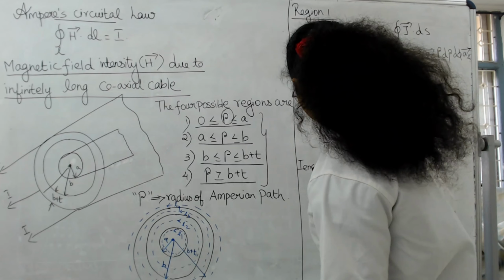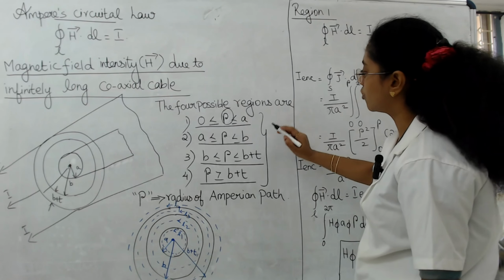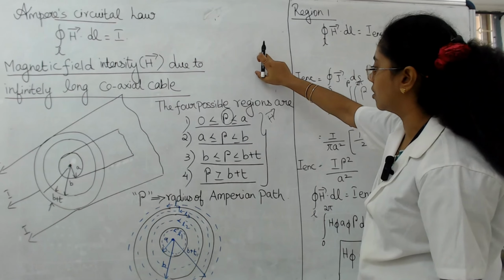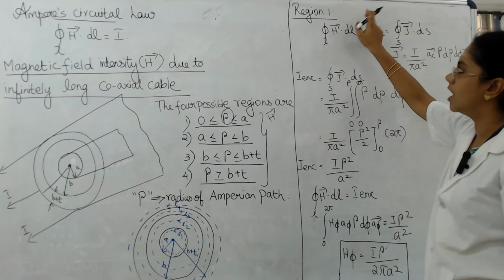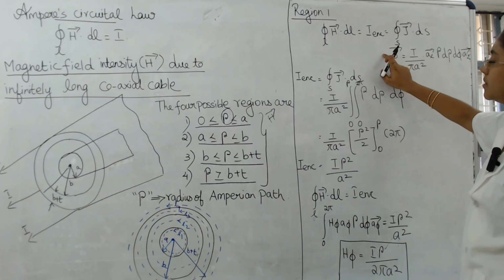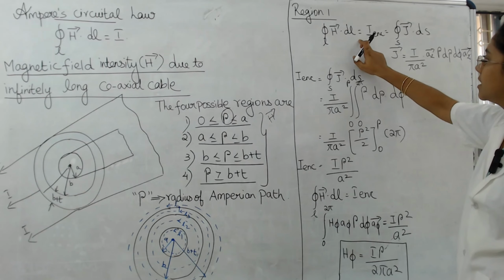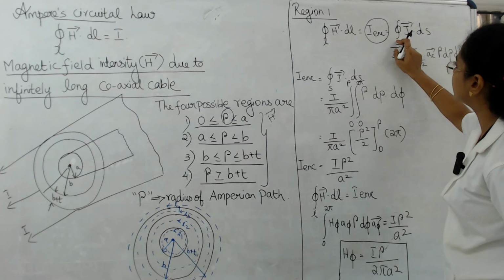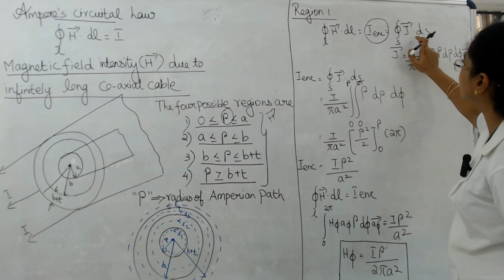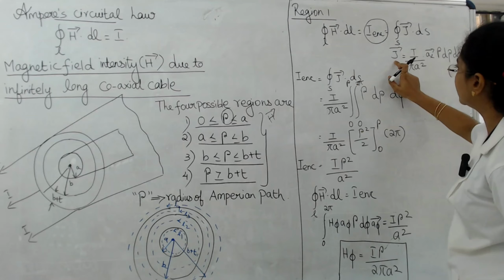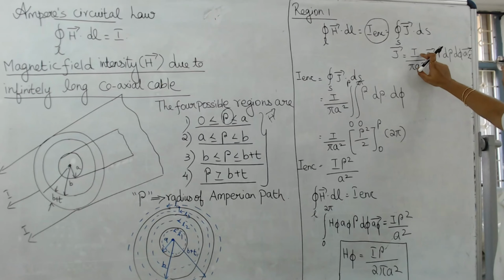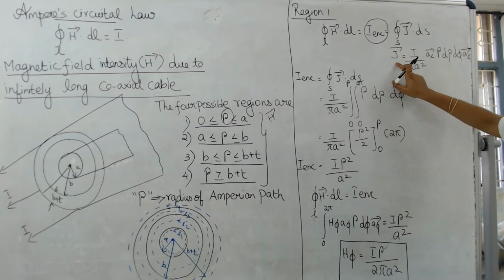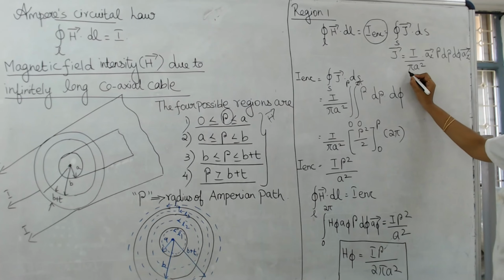As I said earlier, for each possible region we are going to find the H vector with the application of Ampere's circuital law. Let us discuss region 1. This is the equation for Ampere's circuital law: integral over L of H dot dl is equal to I enclosed. We all know that the current I can be represented in terms of current density as integral over S of J dot ds. J is nothing but the current flowing across a particular unit area. So I have written J is equal to I by pi r squared, the area of the circle.